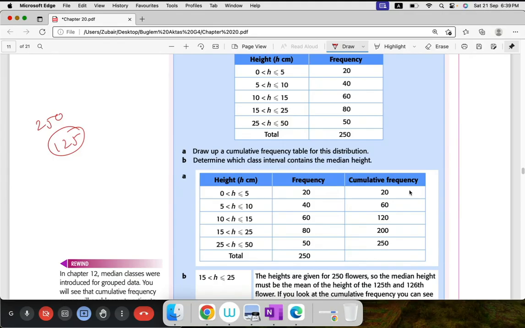Can you hear me? Yes, I can. Okay, middle is 125. Now I'm just looking where 125 would fall. That is exactly this block. So my median is 80. So sorry, median is 15 to 25.